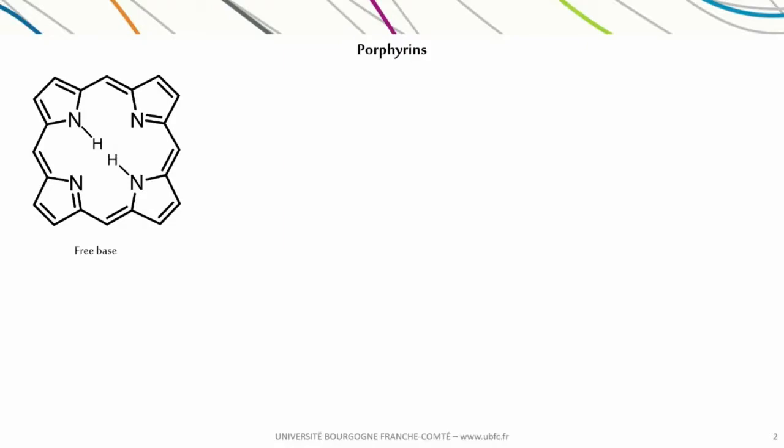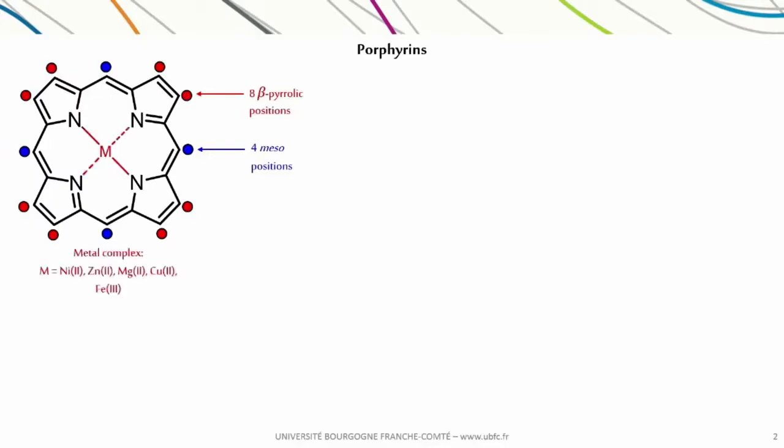So porphyrin, as its free base here, is a macrocycle with 8 beta pyrrolic positions, 4 meso positions, these ones. And what we call free base is when you have nothing inside the macrocyclic cavity here. So it's only hydrogen atoms. The advantage of this kind of macrocycle is that you can introduce a lot of different metals inside, which gives you metal complexes, for example, with nickel, zinc, magnesium, copper, and iron.